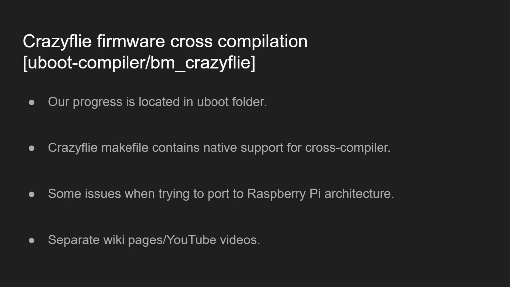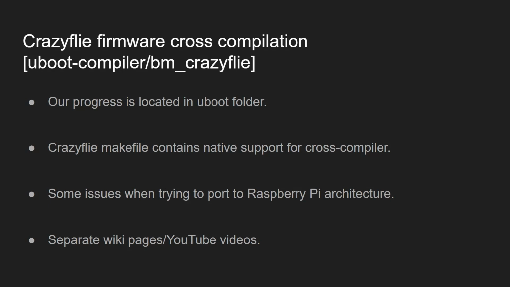Crazyflie firmware cross-compilation. Part of the FlyPi infrastructure is having the Crazyflie firmware, or a modified version of it at least, running on the FreeRTOS core on the FlyPi. And so we began doing that. We started commenting out some of the hardware-specific stuff in the Crazyflie firmware. Fortunately for us, the Crazyflie makefile contains native support for cross-compiling, just as with the Baremetal application, so you can follow somewhat the same process.